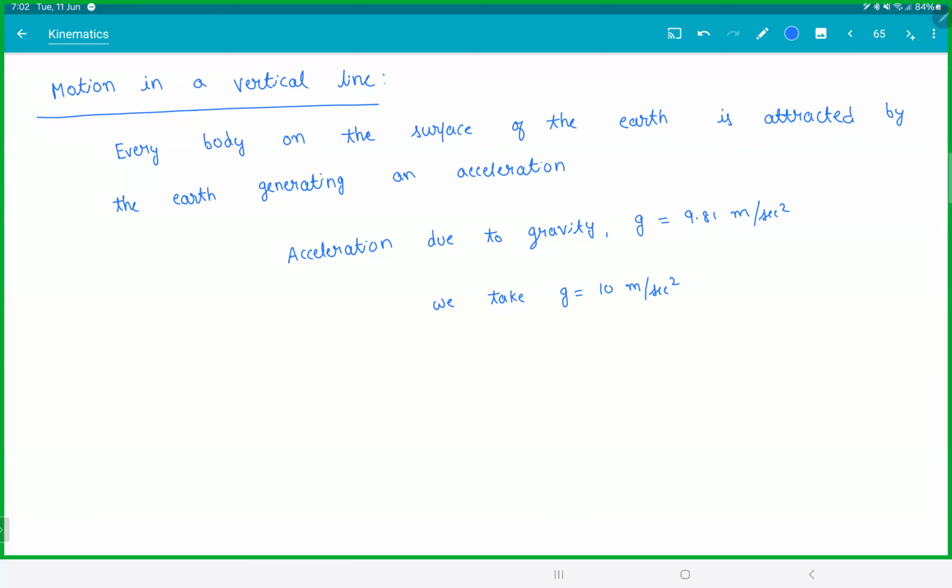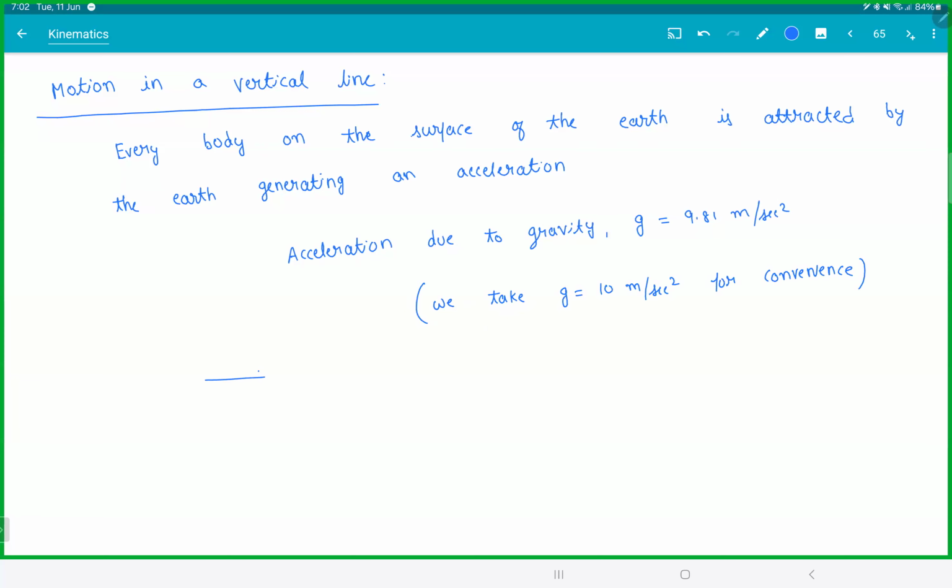But even in the exam, they will give you the g value. If they don't give it, you can look at the options and figure it out. Instead of 20, they'll give 19.6. Instead of 10, they'll give 9.8. That is the biggest hint that they took g as 9.8.